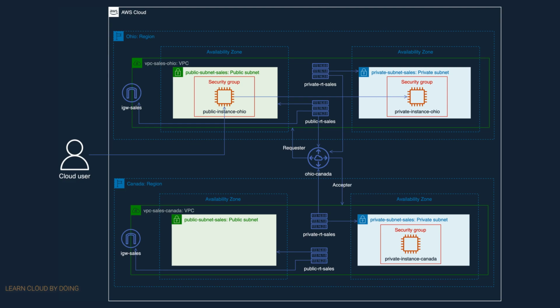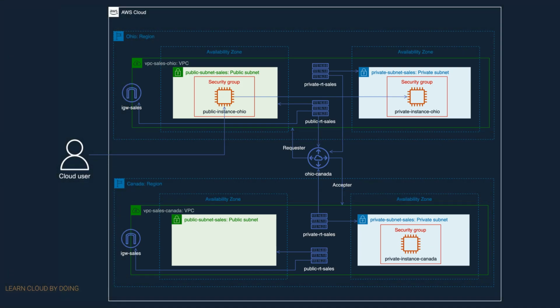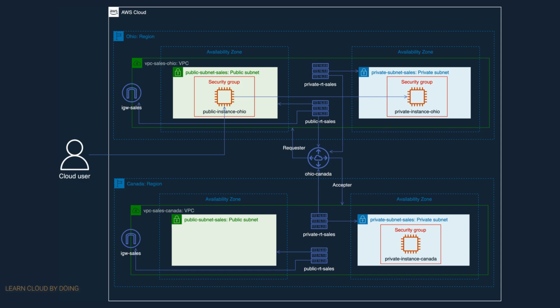This tutorial shows how to integrate two virtual private clouds, VPCs, with peering connection. A VPC is a logically isolated virtual network in your AWS account. You can use VPCs not only to organize resources, but also to customize your network security.